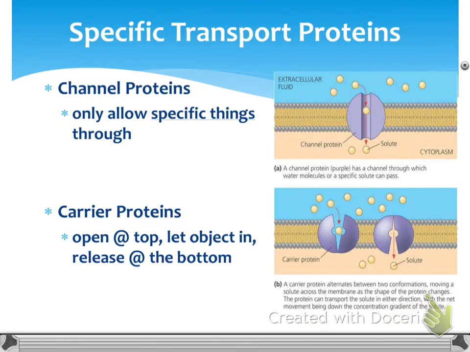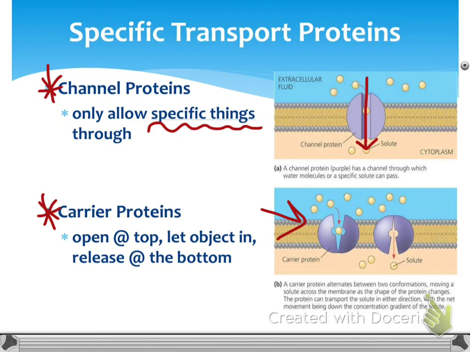So the other 2 types are going to be channel proteins and carrier proteins. So channel looks just like it sounds. You see it has this channel here that things can move through, like how a boat would move through a channel. But it's only allowing specific things through.